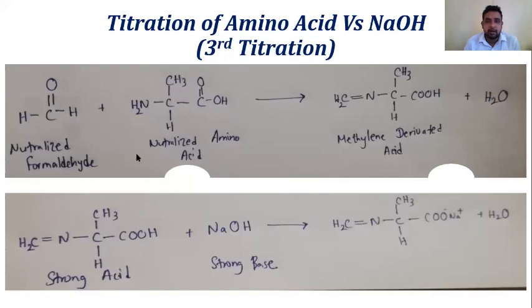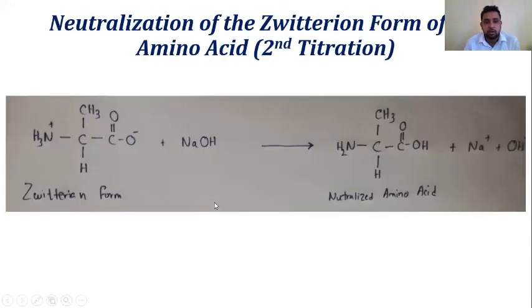Then someone has asked what the end point of the second titration is. That's also turning a colorless solution into a persistent pink color. Why is that? Because when this is neutralized, the next drop of sodium hydroxide can turn phenolphthalein pink. So that is basic. Then you can do the titration calculation.